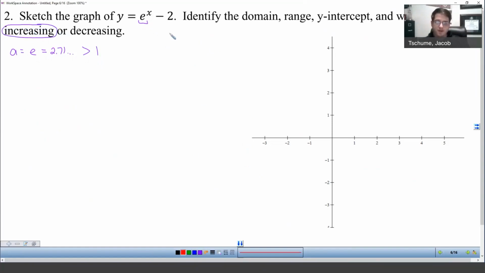This minus 2 on the end is another vertical translation, which means that your whole graph has to be shifted down 2 units. So that actually, once again, affects our y-intercept. Normally, your y-intercept would be at the point (0, 1). But if you shift that down twice, it puts you at the point (0, -1). So that will be the answer for our y-intercept.